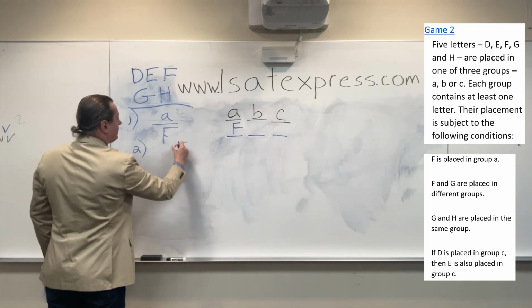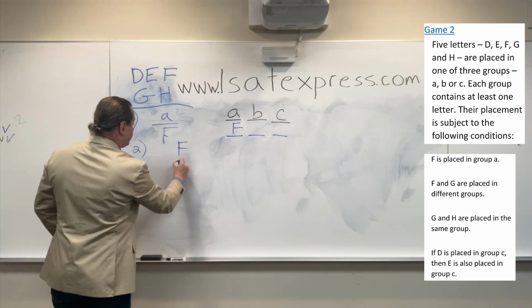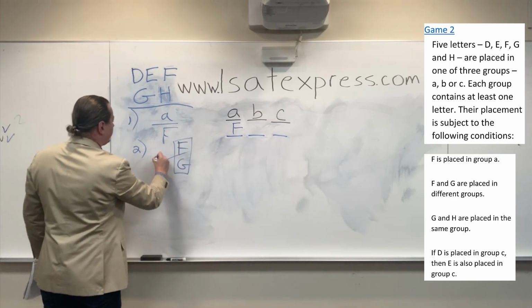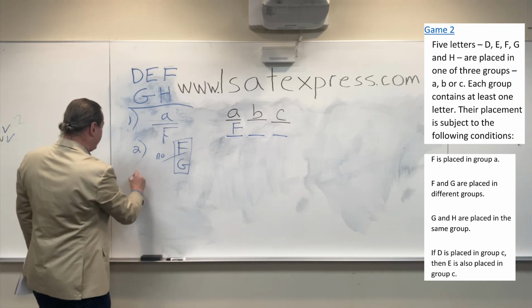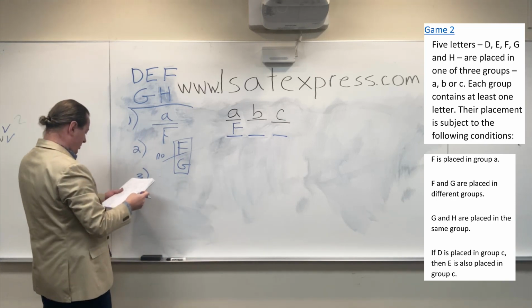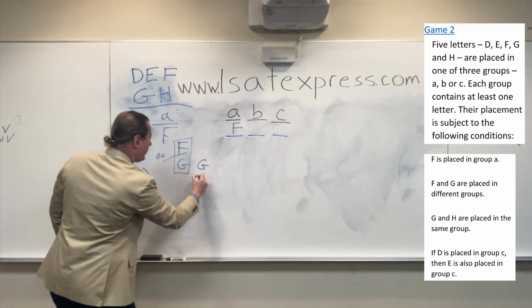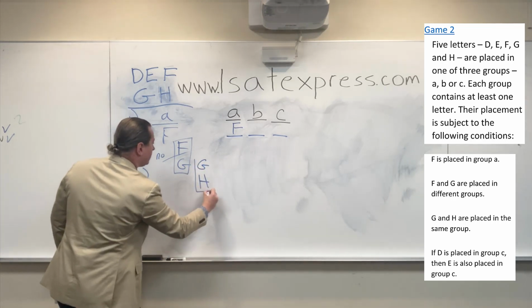F and G don't want to be together. Can't stand each other. F and G, cross it off. We'll cross it off and we'll write the word no. I think it's a good idea to do both. How about 3? G and H, best buds. G and H, always together.